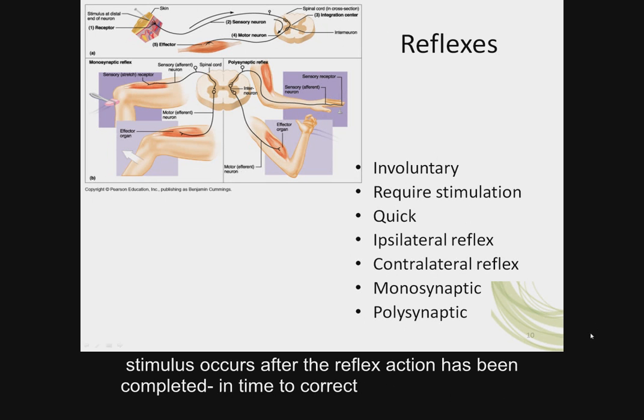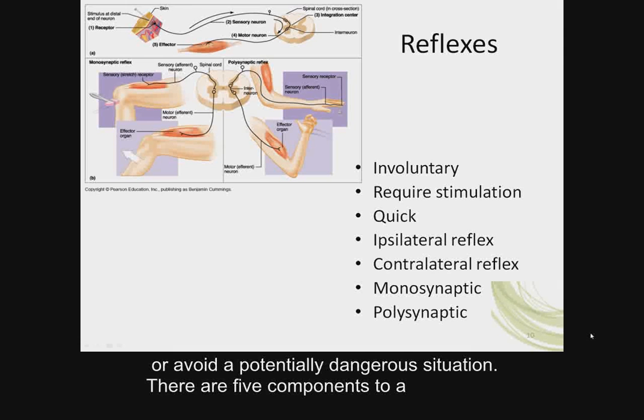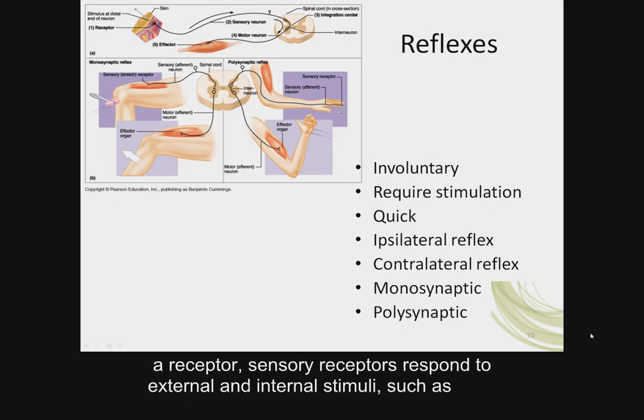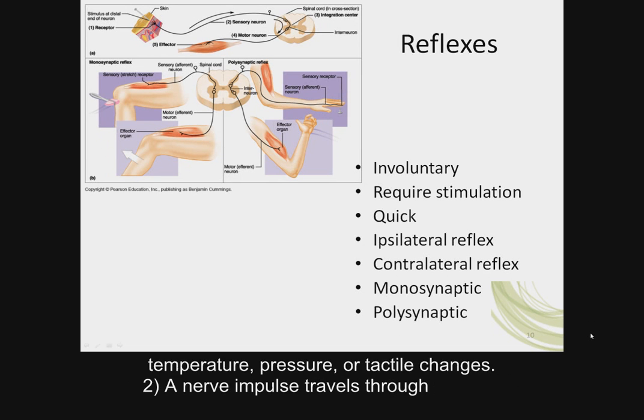Thus, reflexes are usually not suppressed. Awareness of the stimulus occurs after the reflex action has been completed, in time to correct or avoid a potentially dangerous situation. There are 5 components to a reflex arc shown at the top of this picture. 1 shows you that a stimulus activates a receptor. Sensory receptors respond to external and internal stimuli, such as temperature, pressure, or tactile changes.